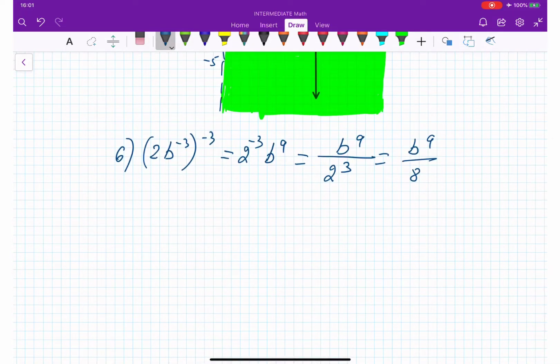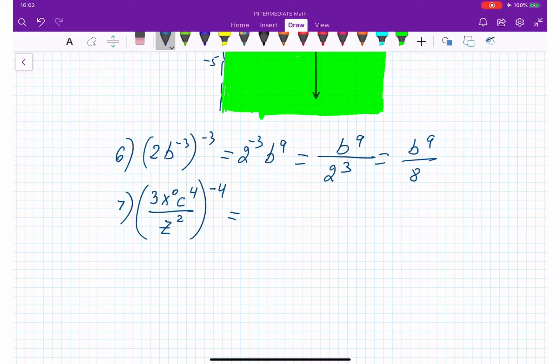Number 7. Where is number 7? 3 x to power 0, c to power 4 over z to power 2, and all this to power negative 4.